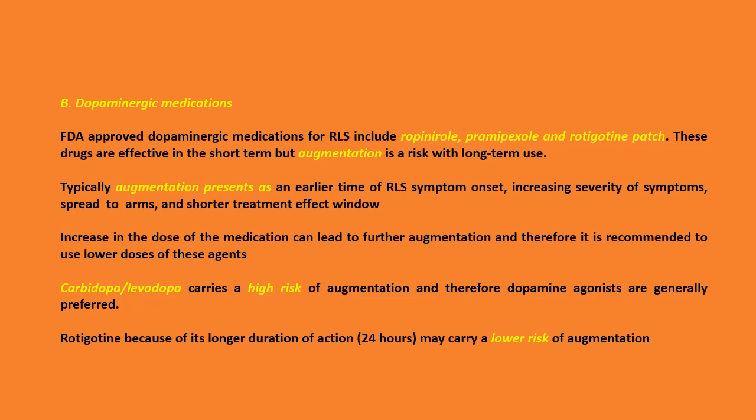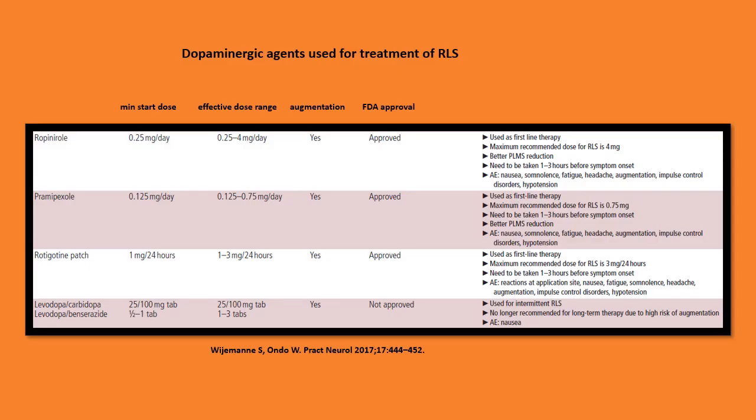Carbidopa-levodopa carries a high risk of augmentation, and therefore dopamine agonists are generally preferred. Rotigotine, because of its longer duration of action, may carry a lower risk of augmentation. These are the dopaminergic agents used for treatment of RLS. Important points to note are the timing of the medication and the fact that doses used are much lower than in Parkinson's disease.